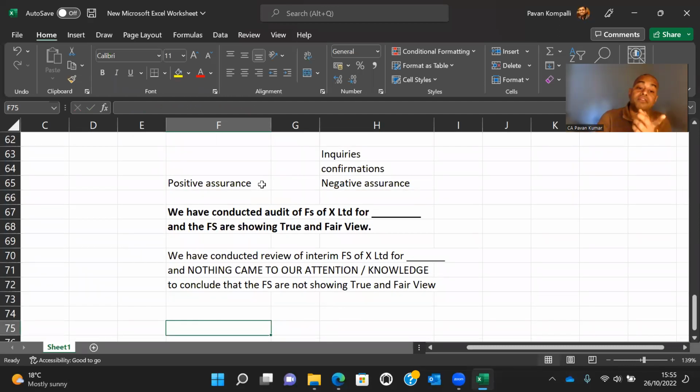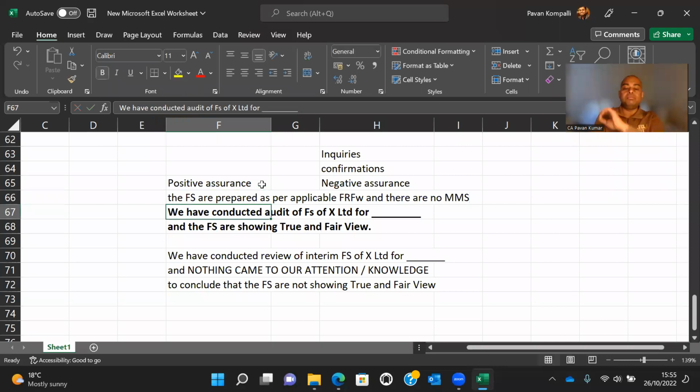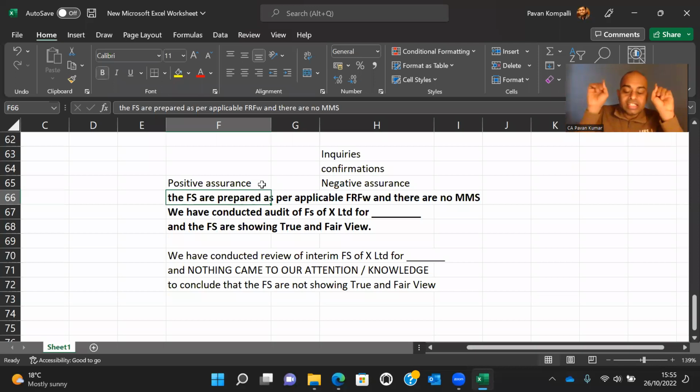Oh my God, we have conducted a review of interim financial statements of the entity for so and so quarter, and nothing came to our attention to conclude that the financial statements are not showing a true and fair view. Here you are telling that the financial statements are prepared in all material aspects as per the applicable financial reporting framework, and there are no material misstatements. This is what you told. Yes or no? Do you agree with me? This yellow color statement, do you agree with me?